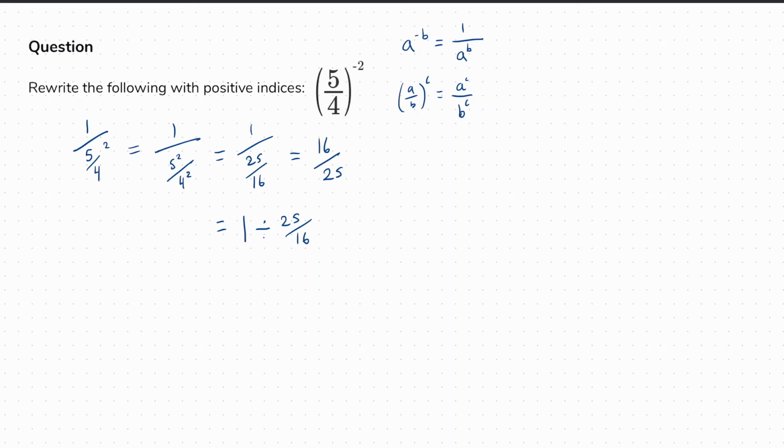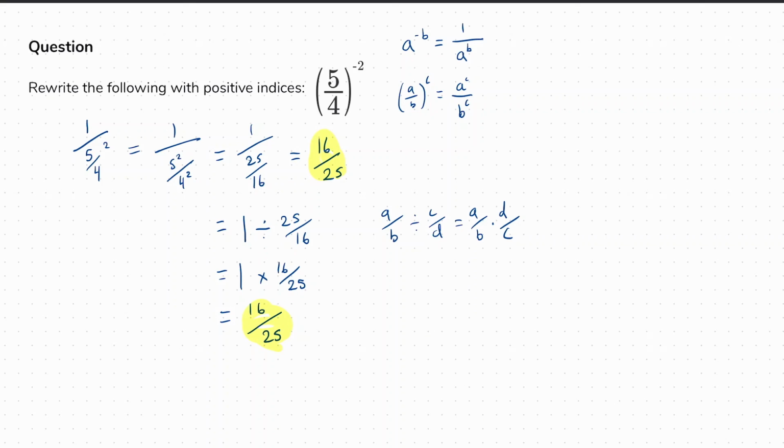And when I'm working with fractions, right, a over b divided by c over d, well, that's equal to a over b times d over c. I'm flipping that second fraction. So 1, well, that's just 1 over 1, so we keep that the same, times 16 over 25. 1 times 16 is 16, and 25 remains the same. So there we go. That's your answer.